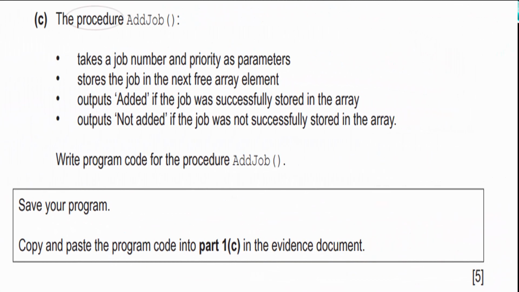All right, the procedure add job. Procedure is something I definitely want to pay attention to. This tells me that it's going to be a sub, not a function. There's not going to be anything being returned here. So it takes a job number and priority as parameters. So I want to make sure I have job number and priority as the parameters that are coming down.